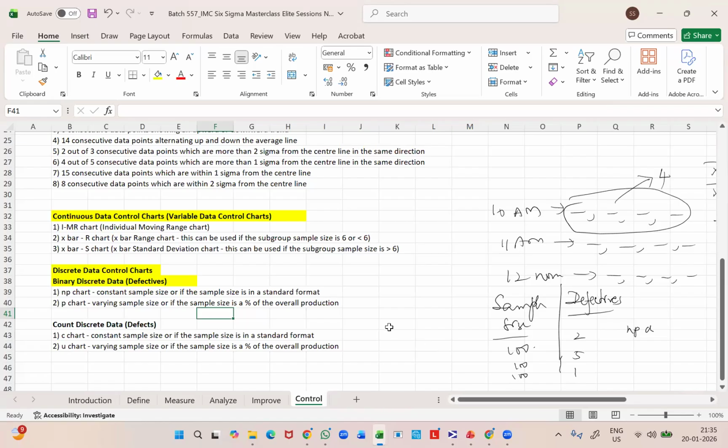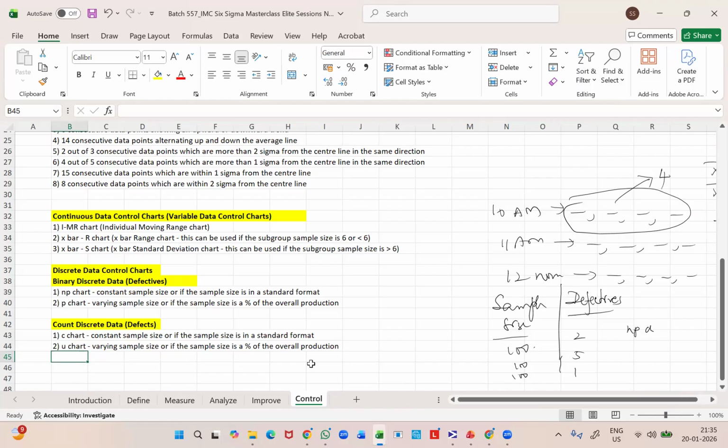The same way for count discrete data, which will be defects type of data, we have C chart for constant sample size, or if the sample size is in a standard format. So instead of defectives, we will have the defect count for plotting in these count discrete data control charts, right? So C chart for constant sample size, or if the sample size is in a standard format, and U chart for varying sample size, or if the sample size is a percentage value of the overall production.